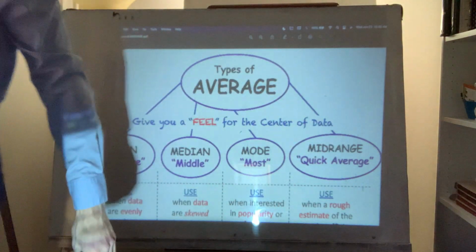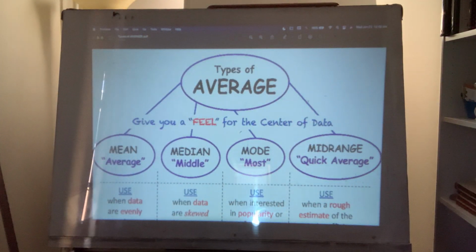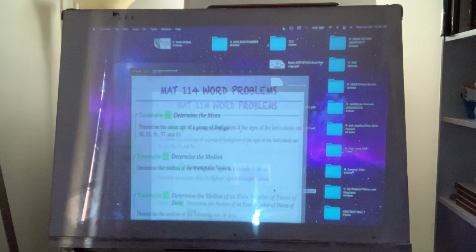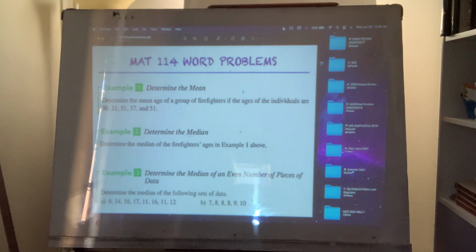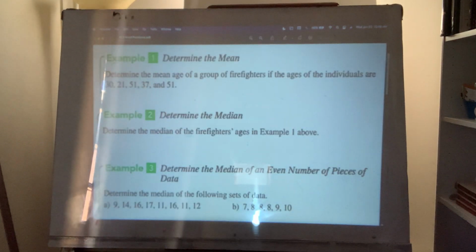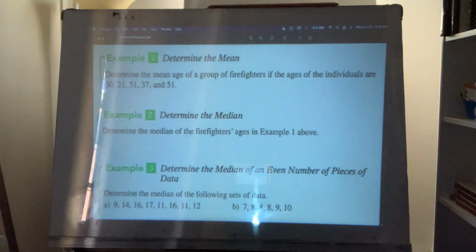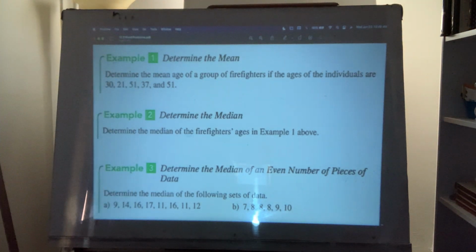Let's do some examples now. So I'm going to go down here and turn on the word problems, and we'll go through these. All right. Let me see if I need to have it so dark in here.